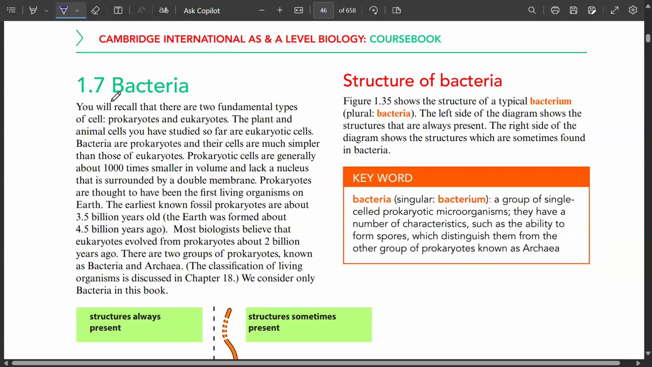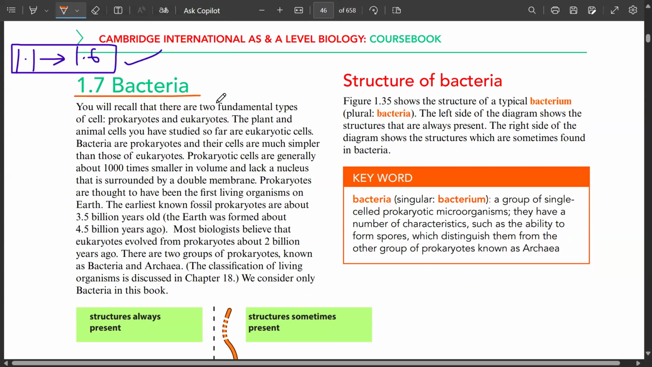So now we'll start off with bacteria. Is everything clear since the start, unit number 1.1 to 1.6? All clear? Yeah. Are you revising as well daily? Yeah. Okay, now we'll start off with bacteria.